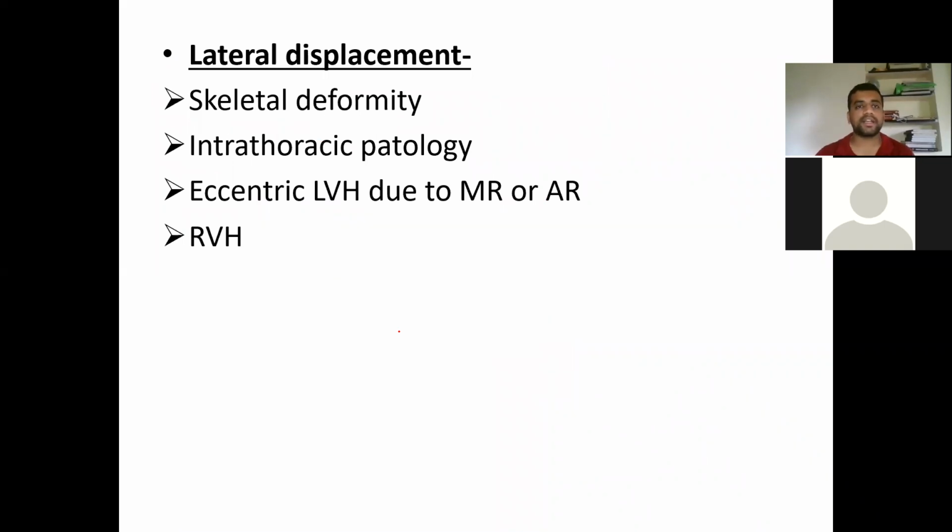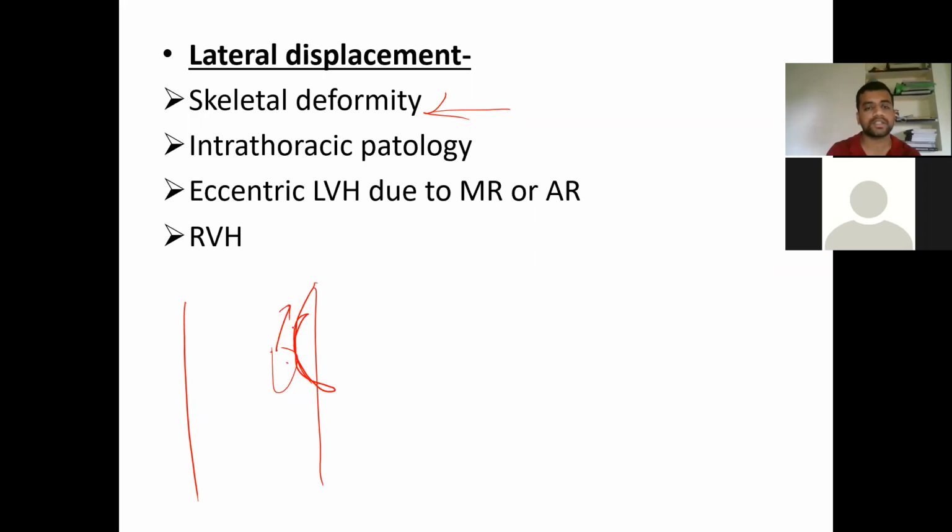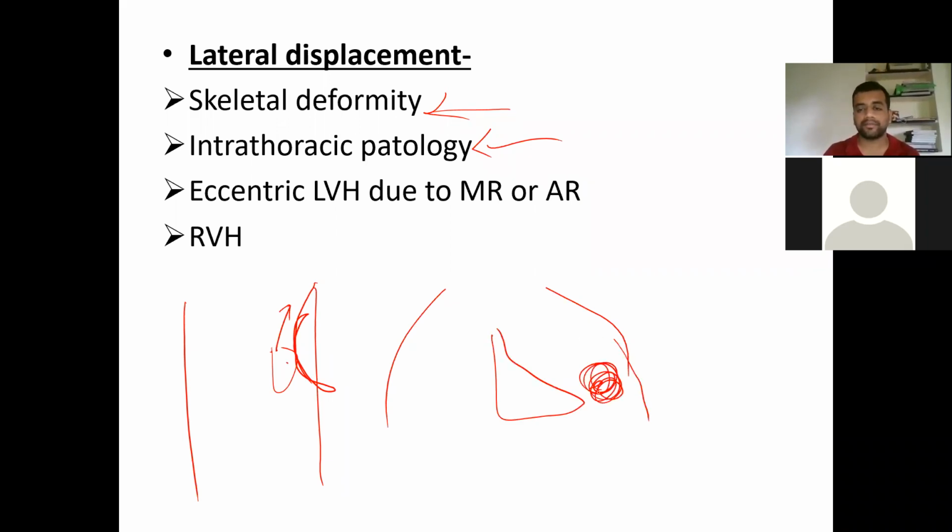Next is the lateral displacement. See, we are going to look for displacement of the apical impulse. If any skeletal deformity is there, for example, if this is the person and here is your cardia, if the person has pectus excavatum like this, the cardia will be shifted more towards the left side. Or if any intrathoracic pathology is there, for example, if this is the thorax and this is the cardia, and here you have fibrosis or collapse.